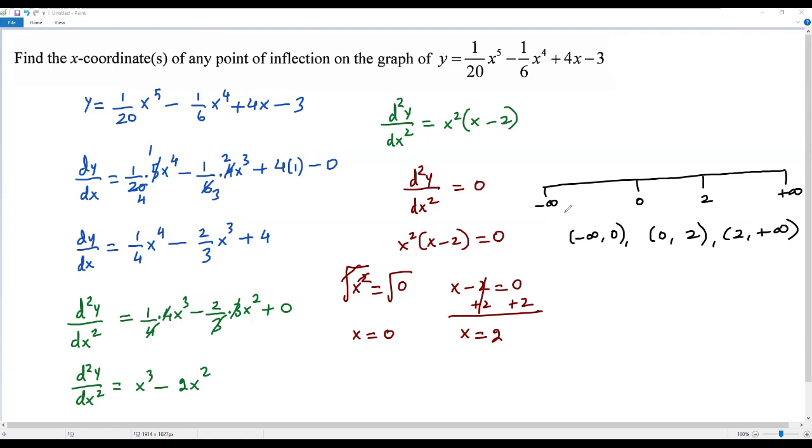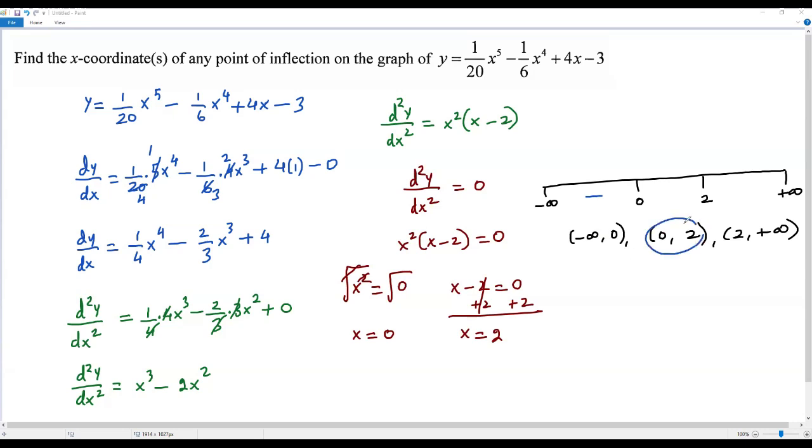For that we have to take a random value in this interval. So let me take negative 1. Now when I plug negative 1 into the result of the second derivative, what will happen? I don't need the exact value, I just need the sign of the second derivative. When I plug in x equals negative 1, negative 1 squared becomes positive 1, and negative 1 minus 2 becomes negative 3. So positive 1 times negative 3 is negative. So the second derivative is negative in the first interval, negative infinity comma 0.